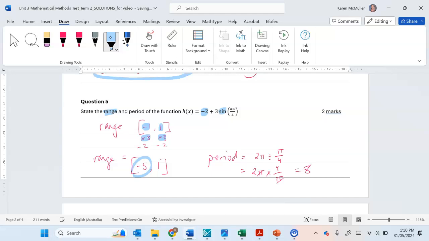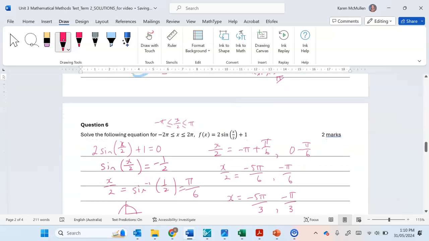Now for your period, our value of n is the coefficient here. So pi x on 4 is the same as pi on 4 x, so that's your value of n. Remember your period is just 2 pi on n, and that's the same as 2 pi divided by n. Writing it that way is sometimes easier, but that was done quite well to get 8.